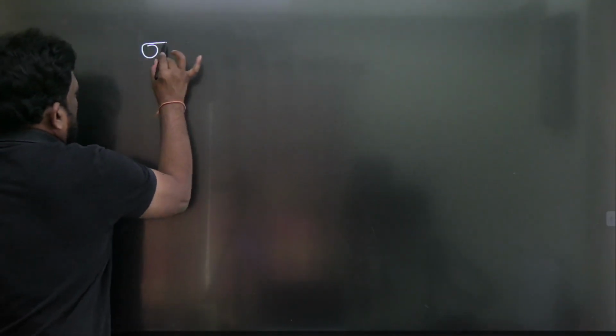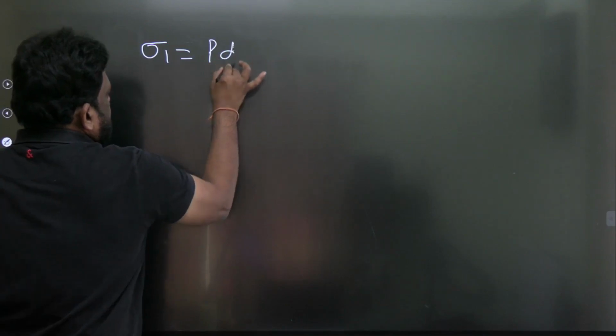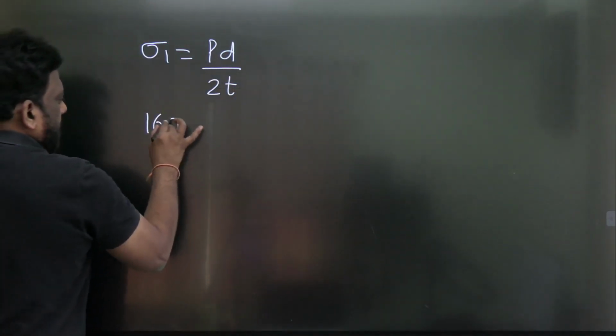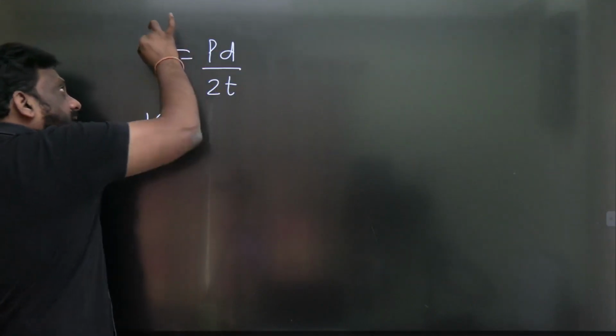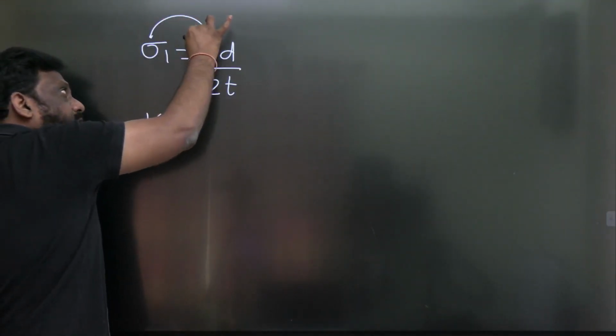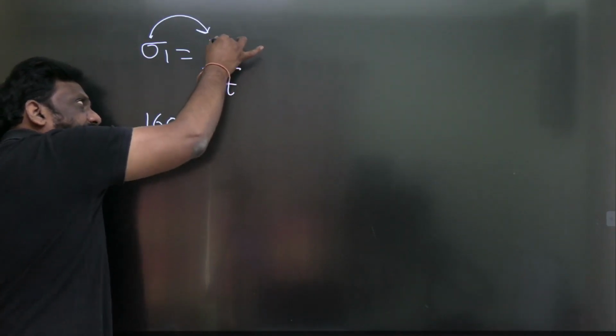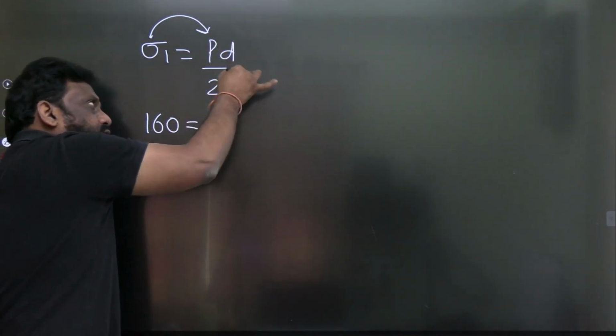And we know that sigma 1, that is circumferential stress, is PD by 2T. Sigma 1 we have already calculated as 160. And please note that if this is in megapascal, this will also be in megapascal, provided these two are in consistent units. If you keep diameter in mm, thickness should also be in mm.